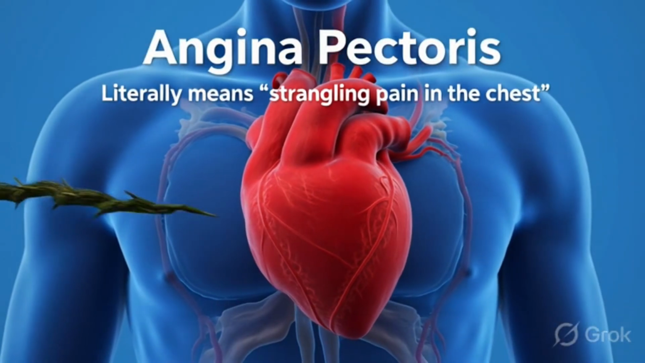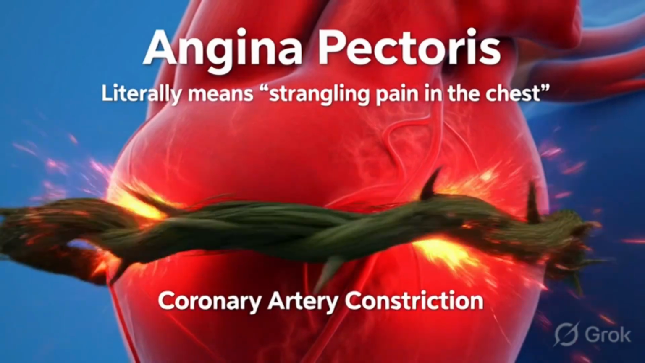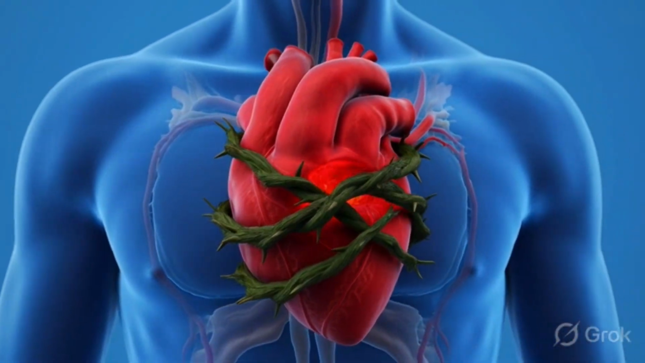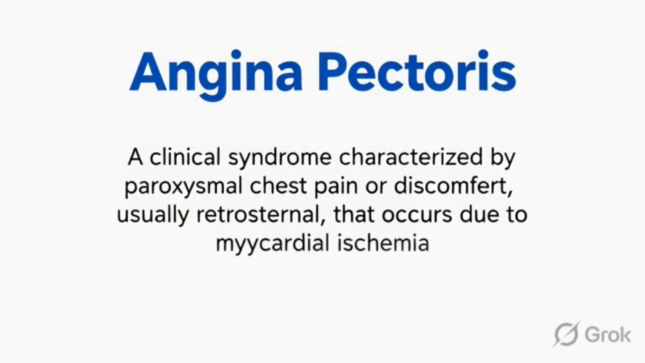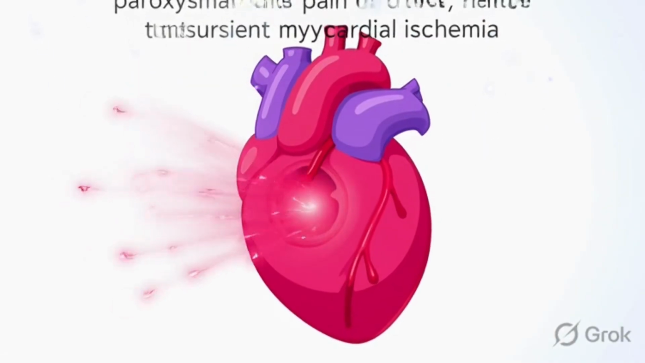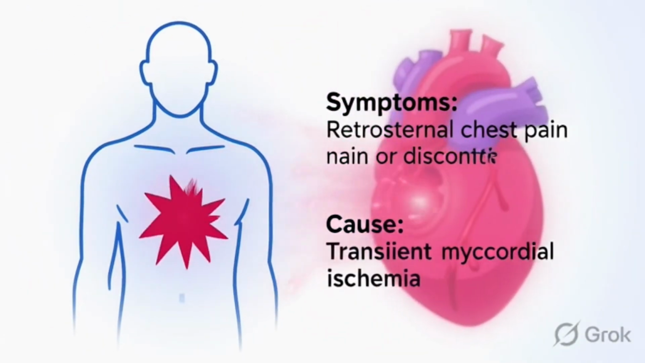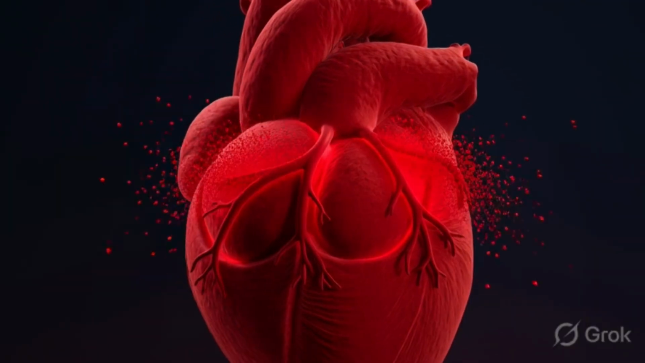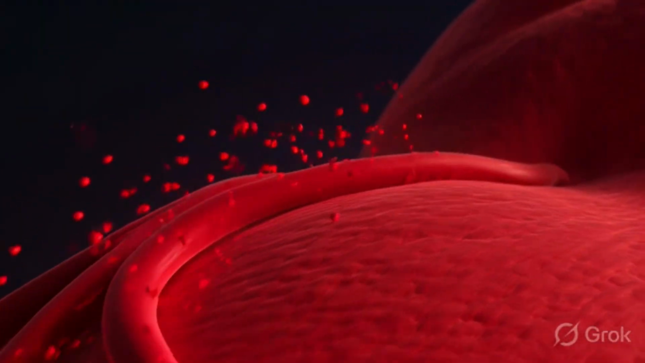Angina pectoris literally means strangling pain in the chest. It's a clinical syndrome of paroxysmal chest pain or discomfort, usually felt behind the breastbone, caused by transient myocardial ischemia. In simple terms, it happens when the heart muscle demands more oxygen than the coronary arteries can currently deliver.